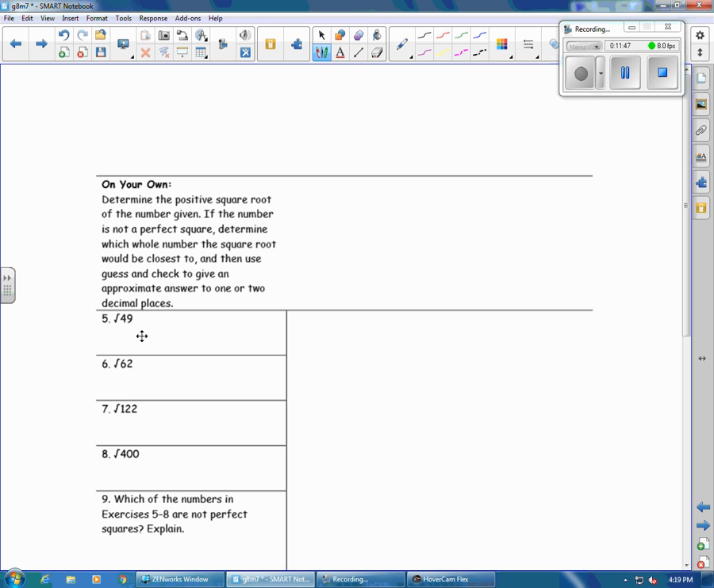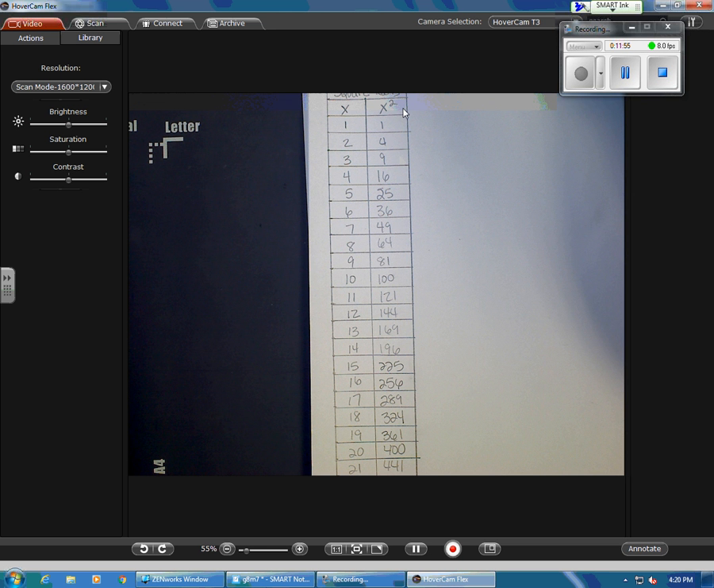So square root of 49, check your chart, and let's take a look at it. If you haven't memorized it yet, hopefully you're writing it down. So look in this column. Is there a 49 there? There is indeed. It's 7.